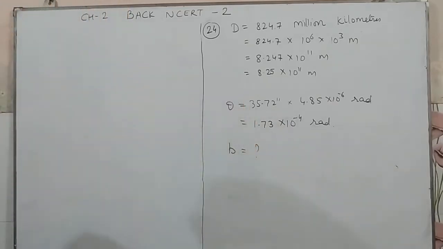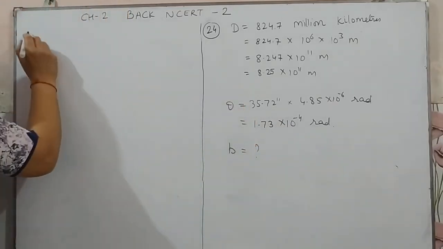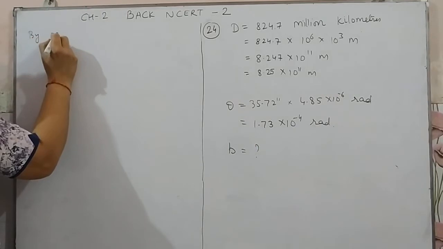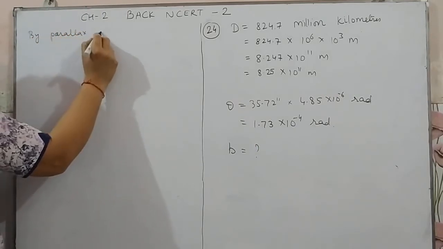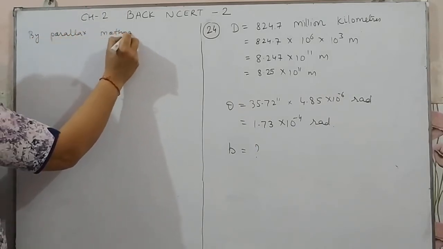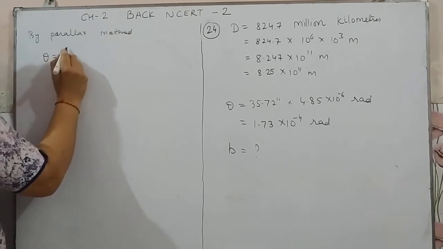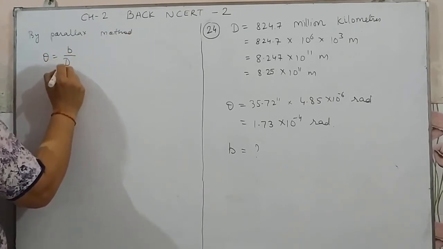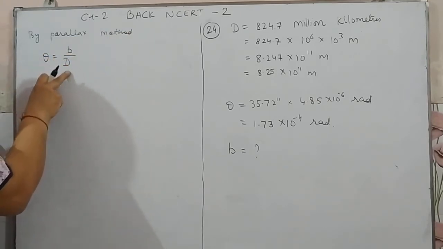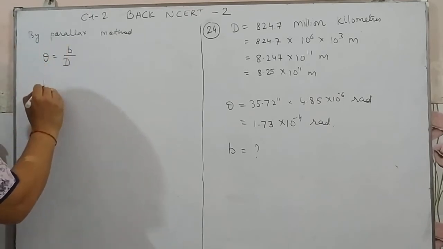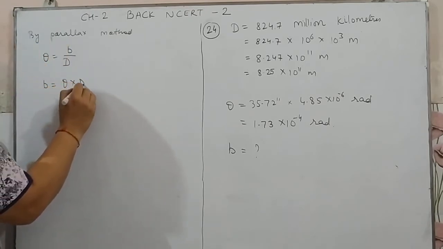B is called basis. As per the rule of parallax method, we can say by parallax method theta is equal to B upon D. We have theta, we have D, we are only left with B to find. So B equals theta multiplied with D.